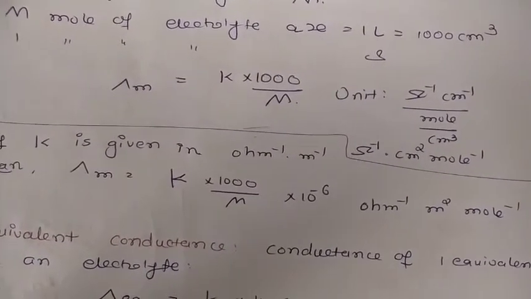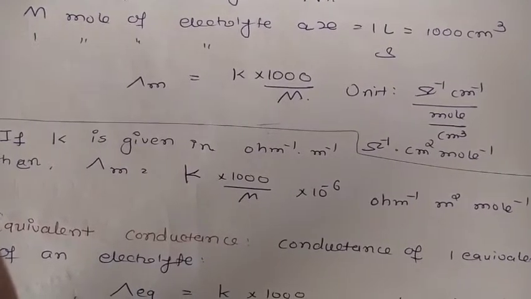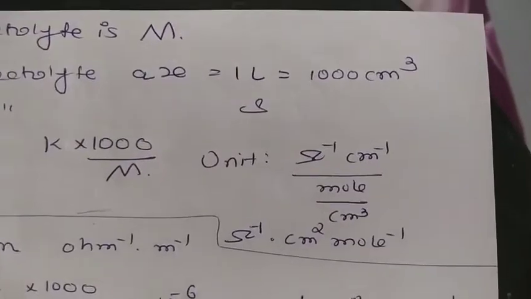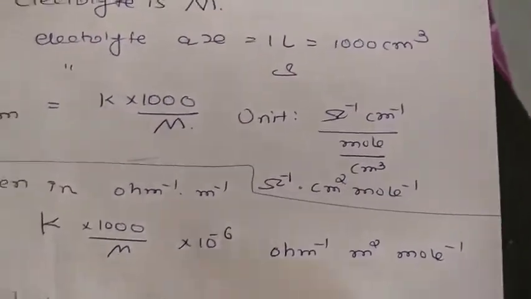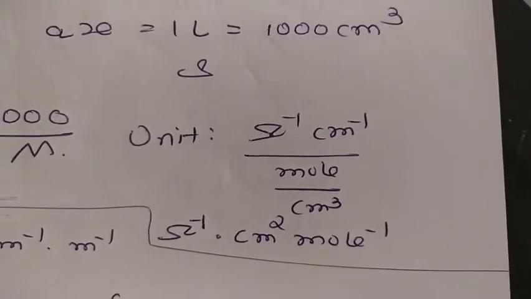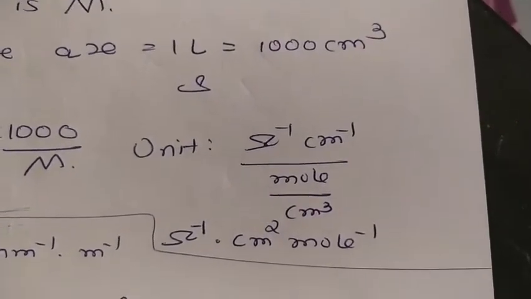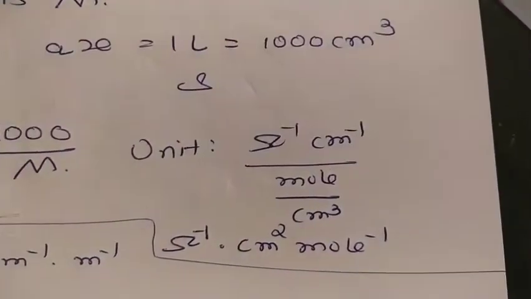We know the unit of kappa is ohm inverse centimeter inverse, and for molarity it is mole per liter, but 1 liter means 1000 centimeter cube. So finally the unit is ohm inverse, or we can say mho or Siemens, into centimeter square into mole inverse.